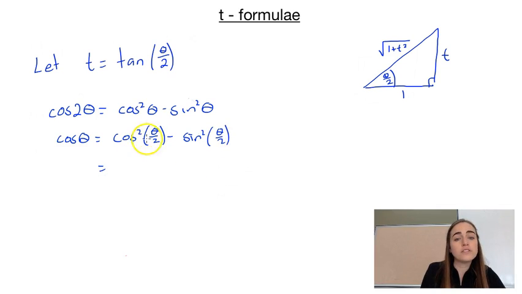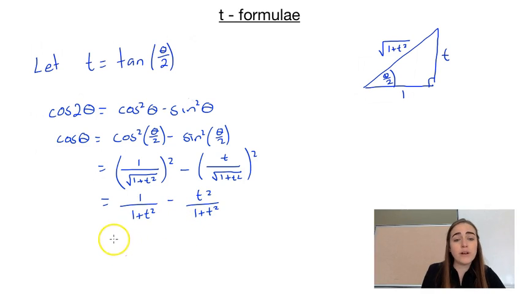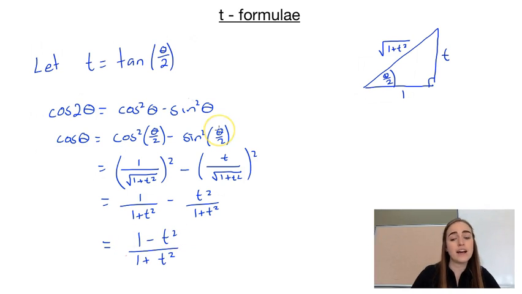Now we know that cos theta on 2 is 1 over the square root of 1 plus t squared, but because it was cos squared, that whole thing's going to be squared. Then we're going to have minus t over the square root of 1 plus t squared, all squared. So if we expand out those squares, we're just going to have 1 over 1 plus t squared minus t squared over 1 plus t squared. And because they have a common denominator, we can just put those together. So we're going to end up with 1 minus t squared over 1 plus t squared. And that is our final t result.